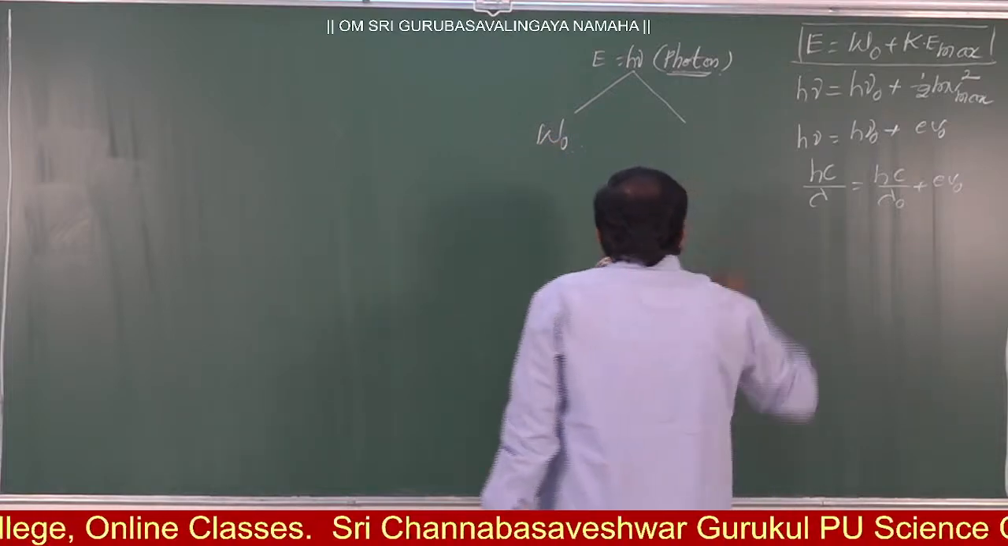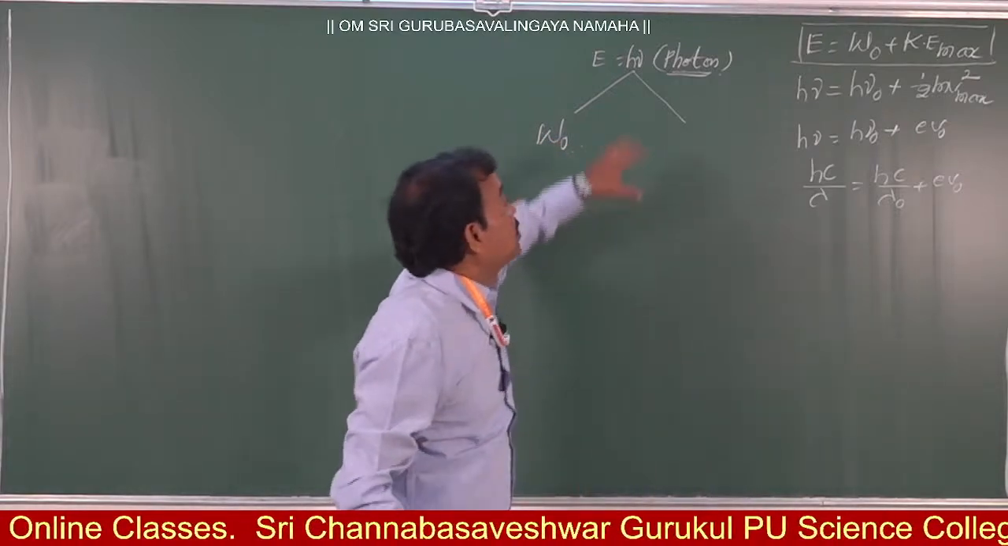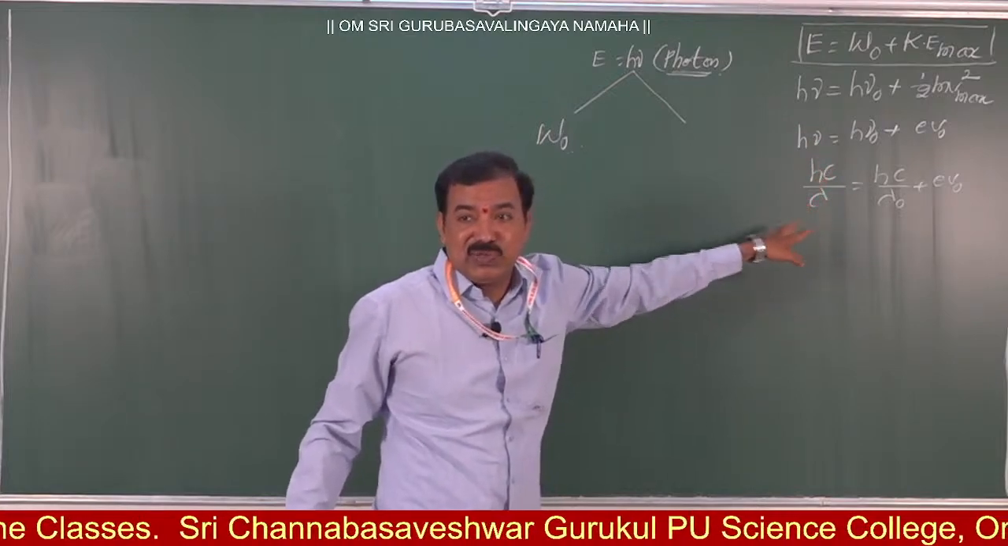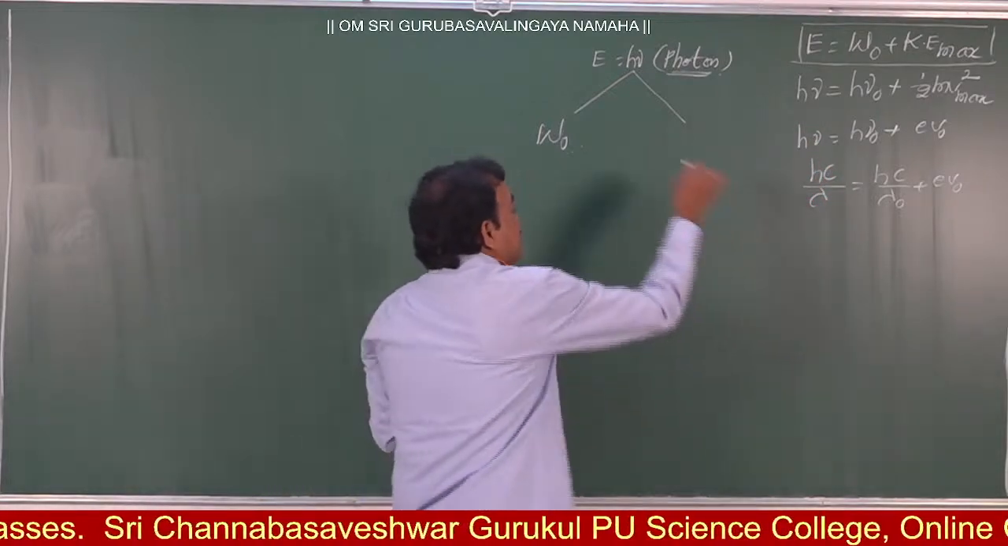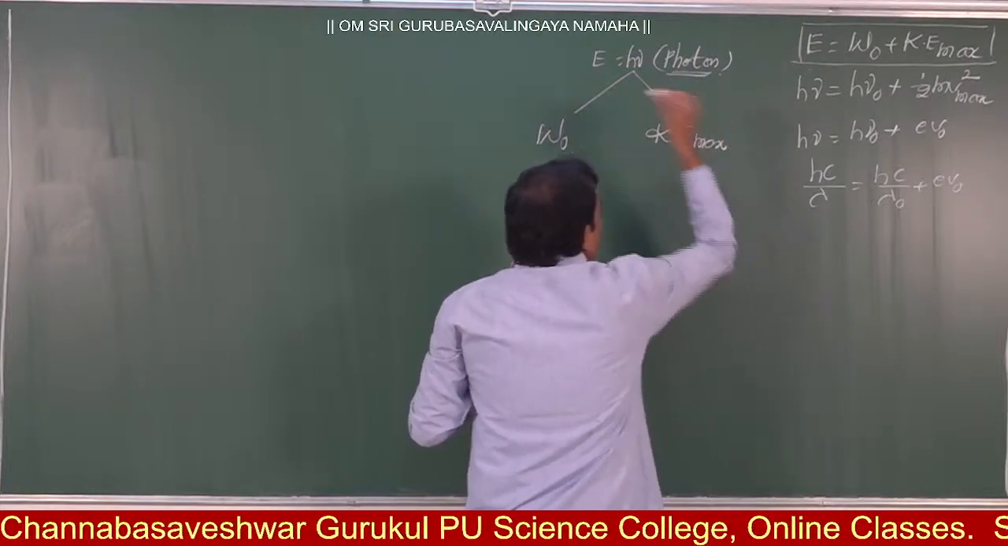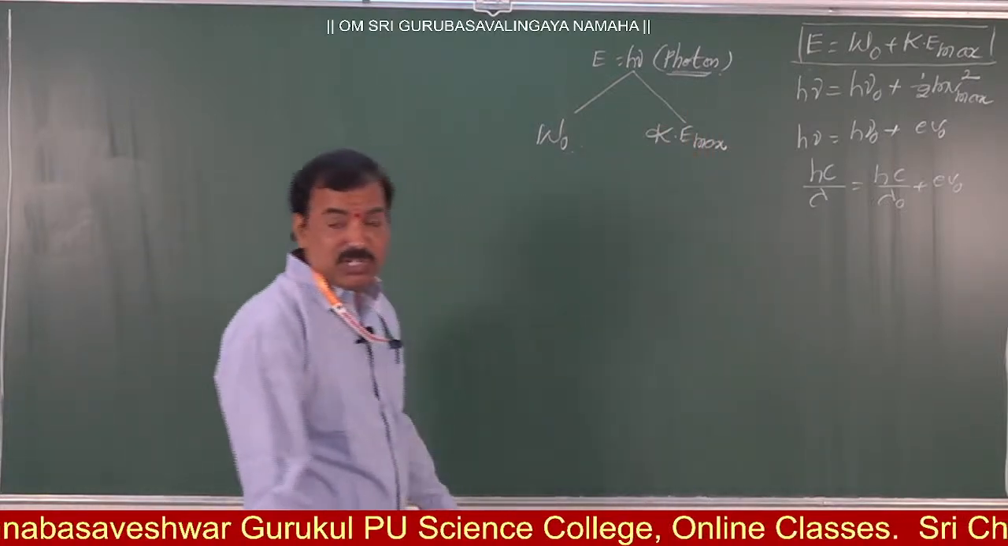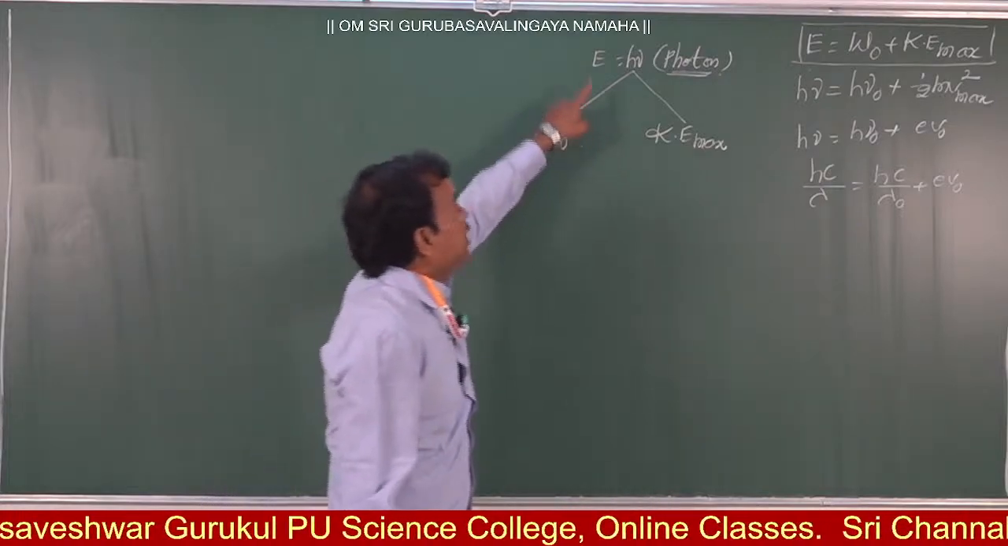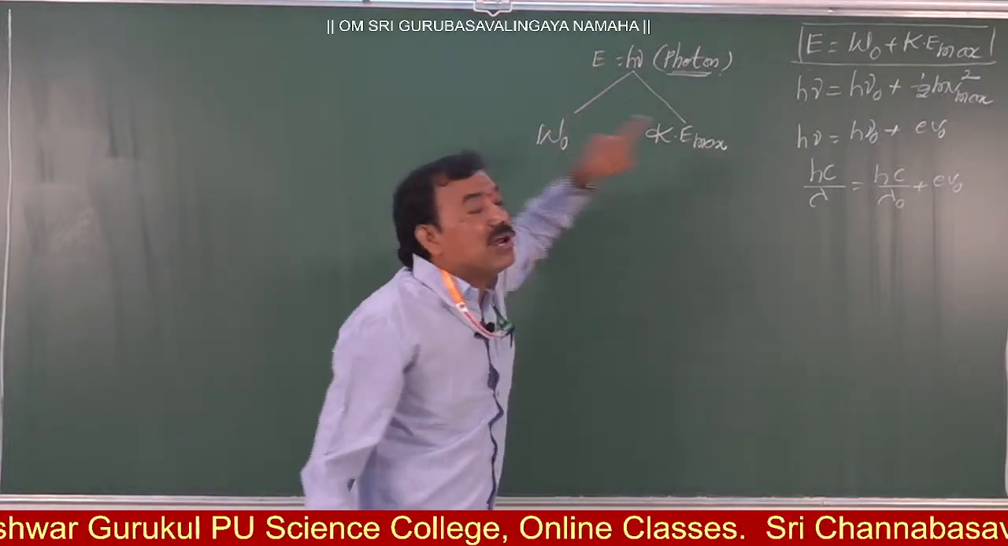The remaining energy is used to increase the velocity of the photoelectrons, which is nothing but the kinetic energy, Ke max. So according to the law of conservation of energy, what is the equation? The energy E is equal to W naught plus Ke max.